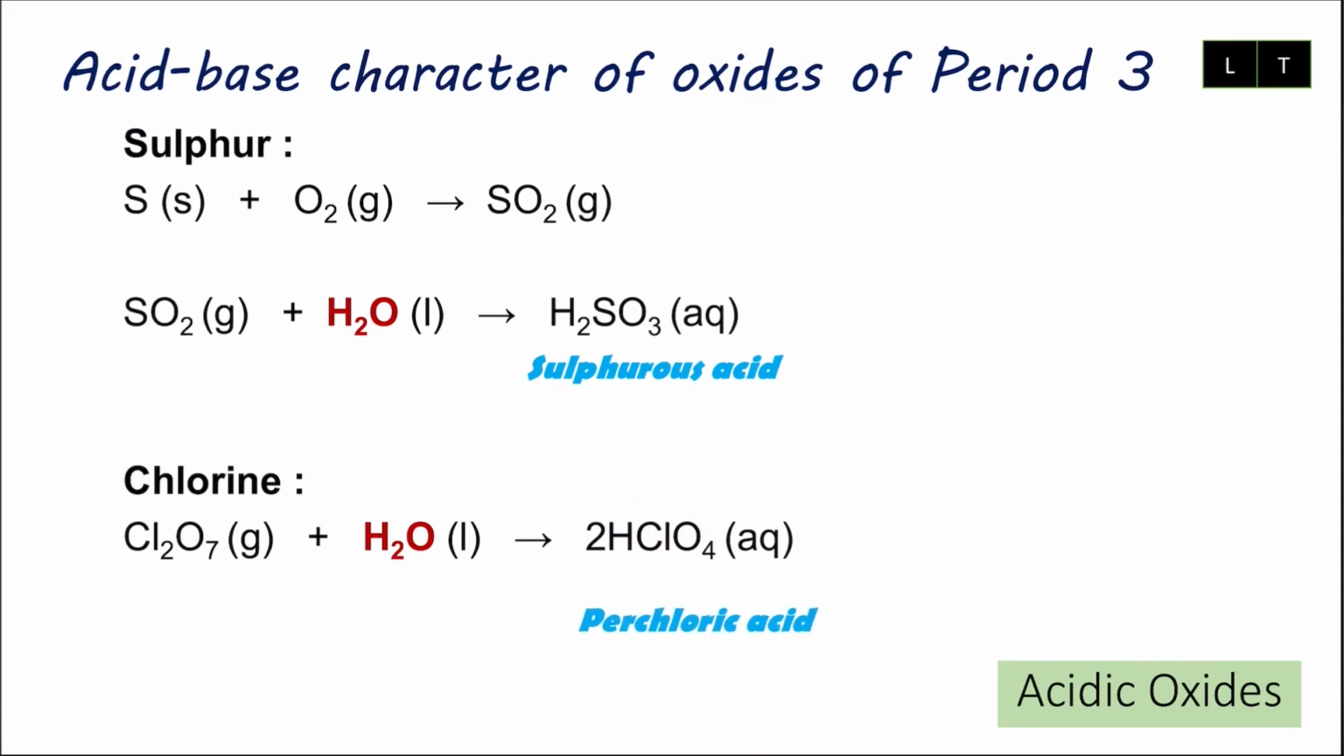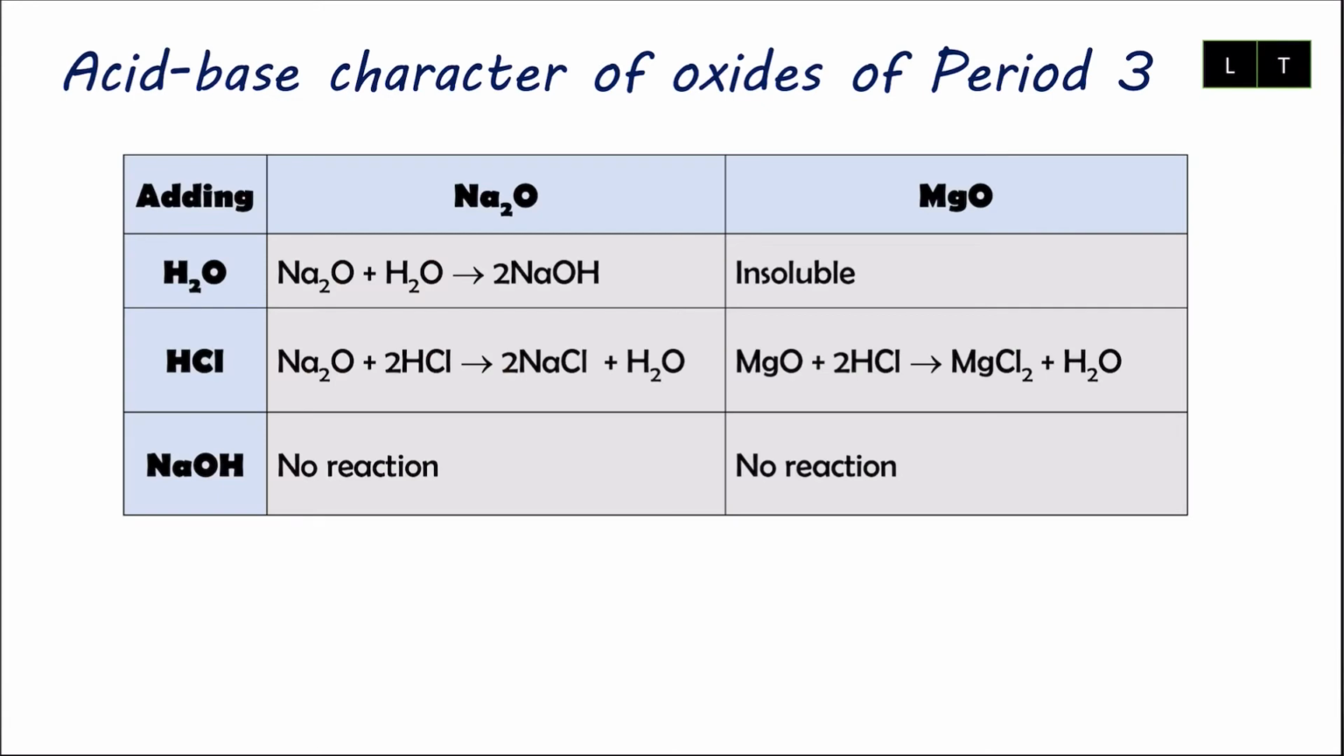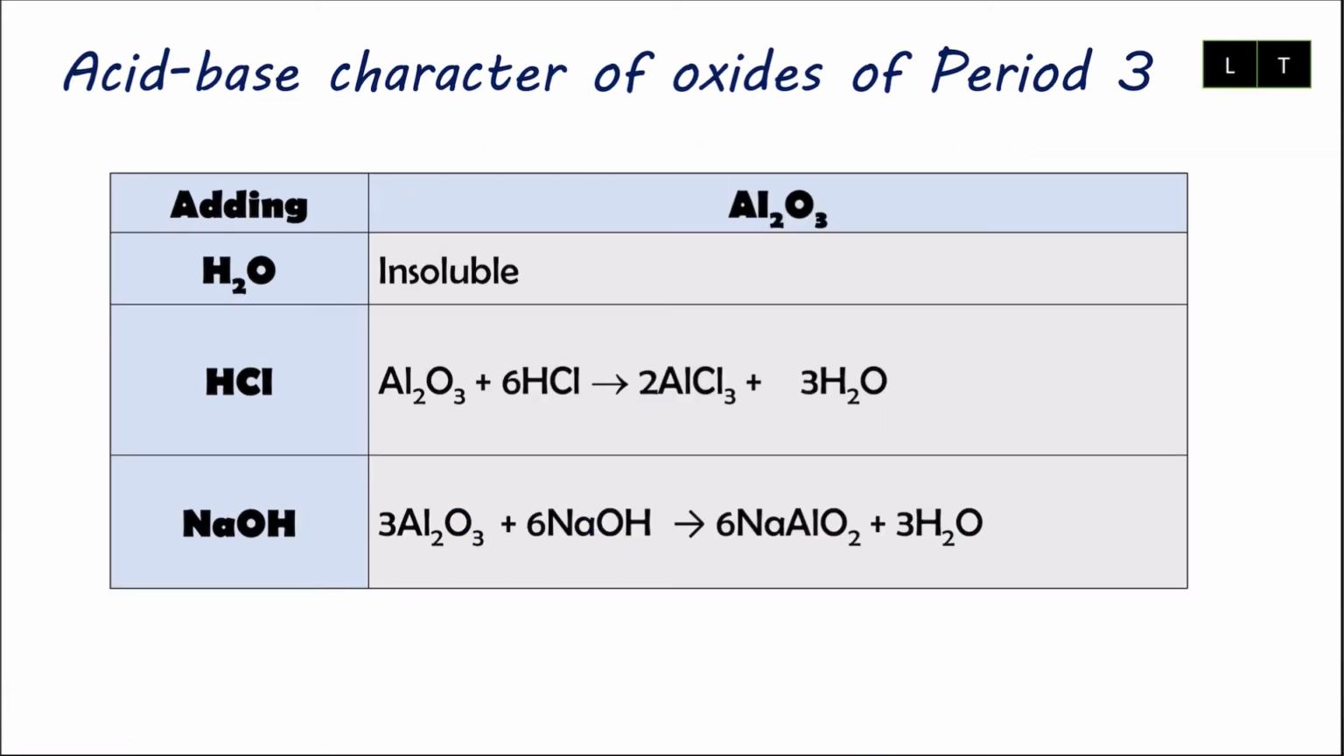This is perchloric acid. So saya make it very concise for you so that you can see which oxide can react with water and acid and base. So dalam kes ini we got basic oxides for Na2O and MgO. So ini daripada sodium, ini daripada magnesium. And then we have amphoteric oxide for Al2O3 reacts with H2O, HCl, and NaOH.